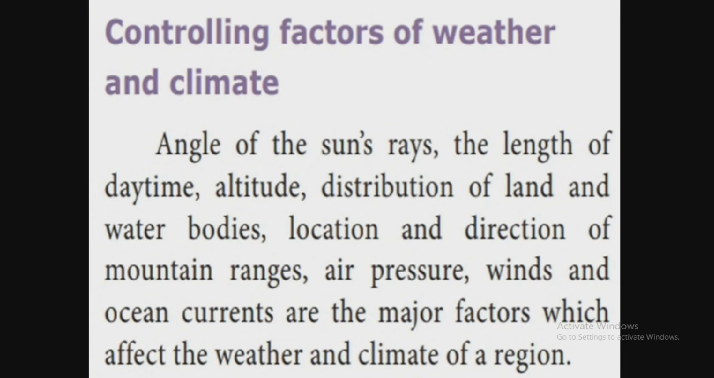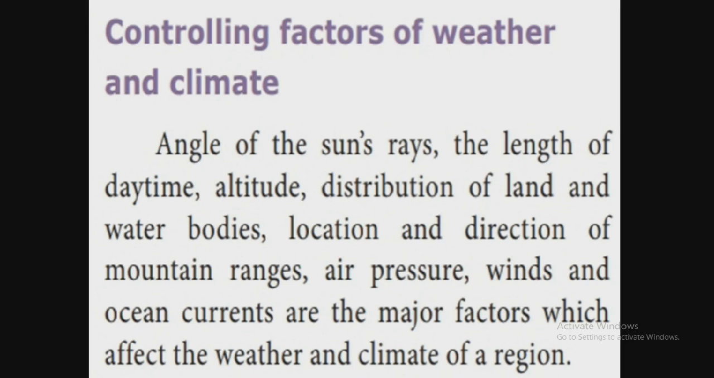See, angles of the sun's rays, the length of daytime, altitude, distribution of land and water bodies, location, direction of mountain ranges, air pressure, winds and ocean currents are the major factors which affect the weather and climate of a region. So these are some of the factors which affect the weather and climate in a region.